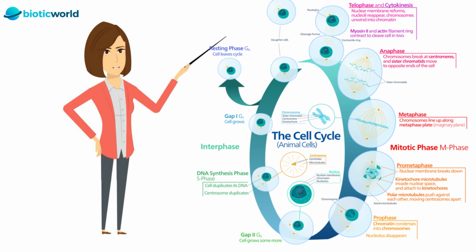Next we have the prometaphase. In the prometaphase, the nuclear membrane breaks down, kinetochore microtubules invade the nuclear space, and the cell organelles disappear. Polar microtubules push against each other, moving the centrosomes apart.